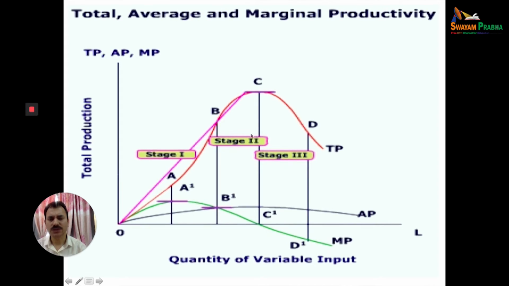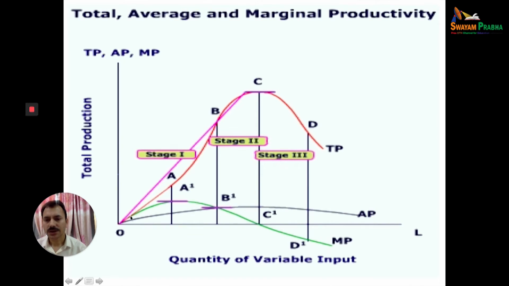The second stage is known as the rational stage, which means the producer must produce in this stage. The third stage is the irrational stage. The first stage is also an irrational stage, meaning the producer should not stop here but must go beyond this. But after this, if the producer continues to increase the units of labor, then the total output starts decreasing. So this is again an irrational stage, and the producer should not produce here.